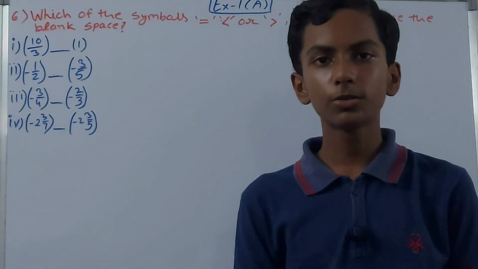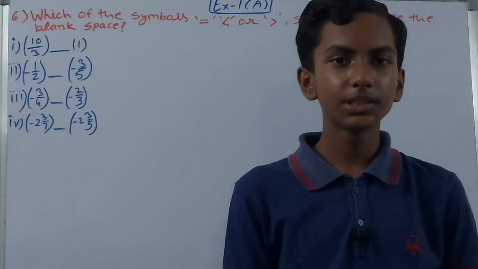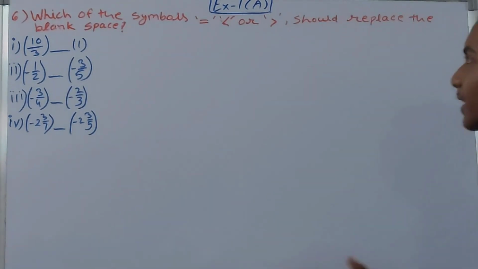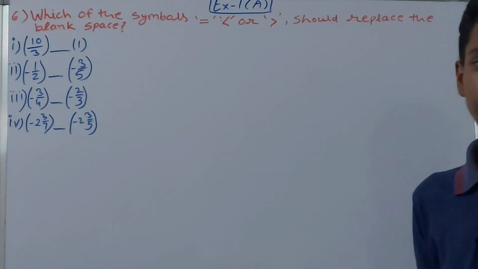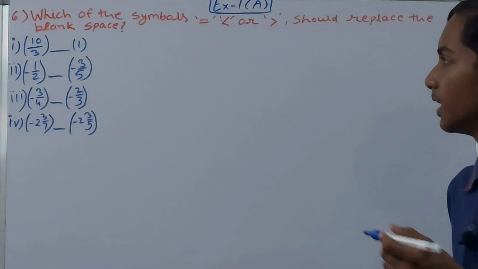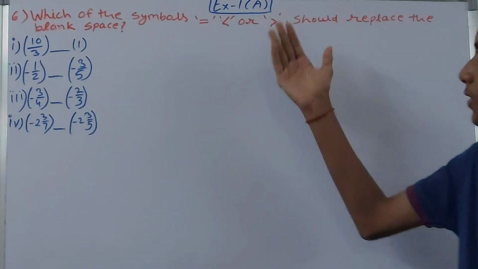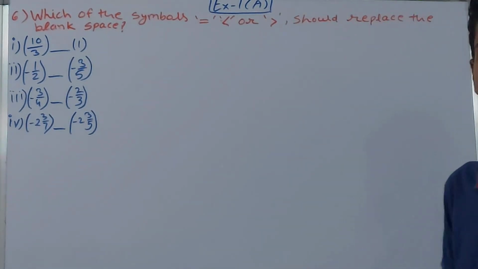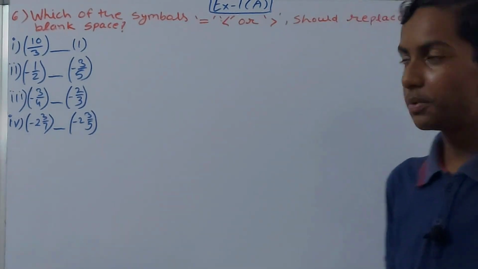In this video we are going to solve ICSE Mathematics Class 8 Chapter 1 Rational Numbers Exercise 1 Question 6. Which of the symbols equal to, less than or greater than should replace the blank space? So basically here also we have to compare the numbers only, but the only difference here is that we have to use the signs rather than telling greater than or less than. Like in the previous questions we told greater number, smaller number, here simply put the signs.